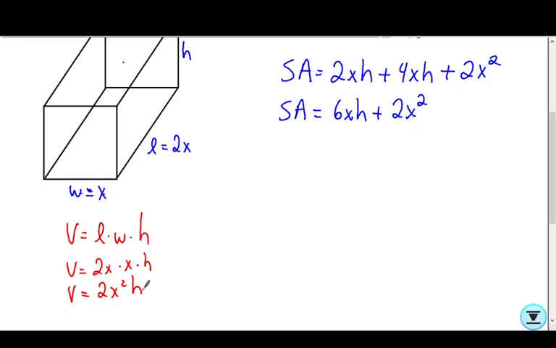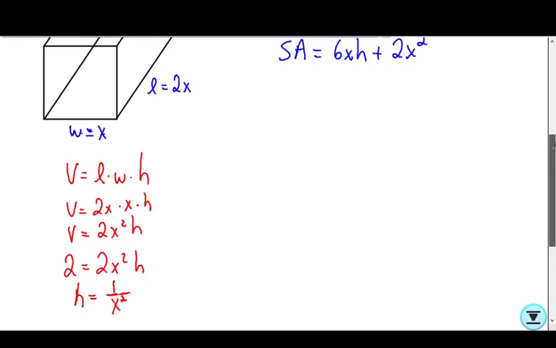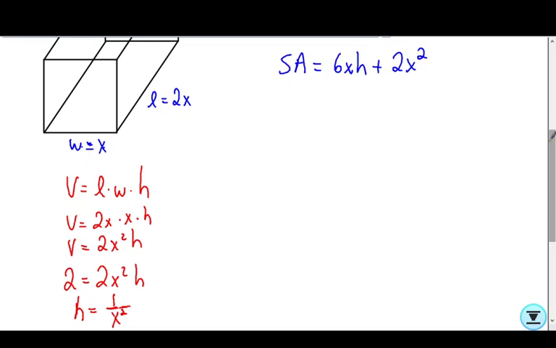Okay? And then I'm going to use my qualifier. They told me the volume has to be 2 cubic meters. So 2 equals 2x squared h, which means when I solve for my height, I'm going to get 1 over x squared. So that's what I'm going to plug into my surface area equation. This h right here, I'm going to plug in for this h here, and that will get my primary equation all in terms of one variable.